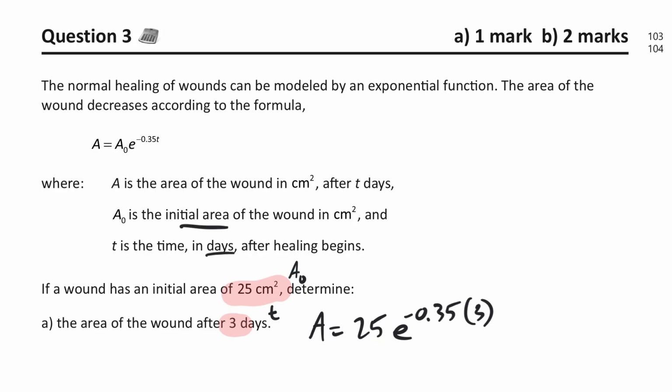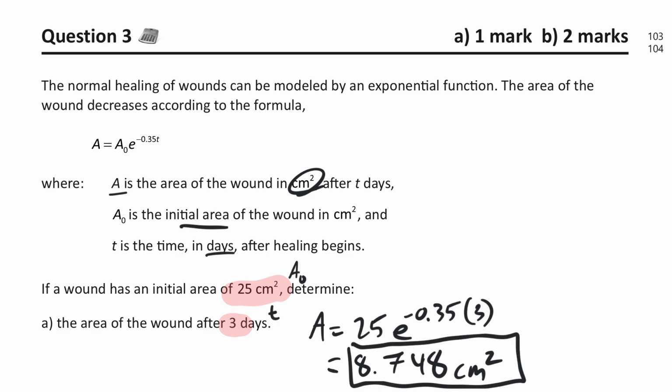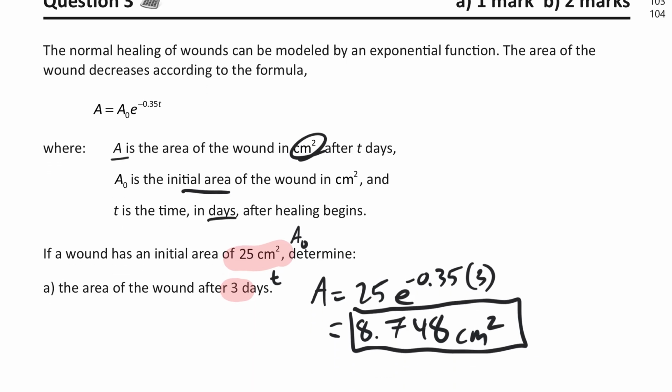And that looks like just a calculator question. So we should get a value of 8.748. The next number is a 4, so it rounds down. Centimeters squared, because it says here A is measured in centimeters squared, so let's include the units. Box it up, and we're good. Now let's check out part B.